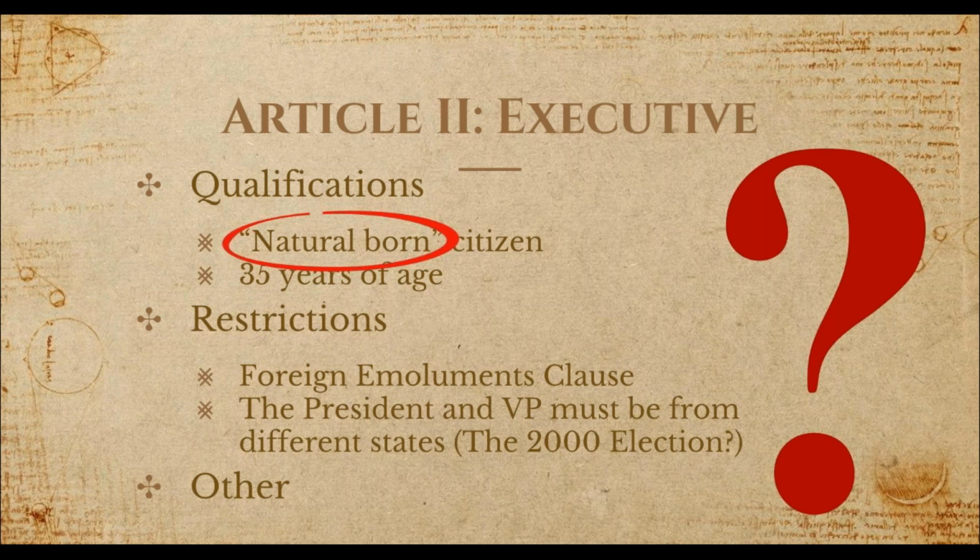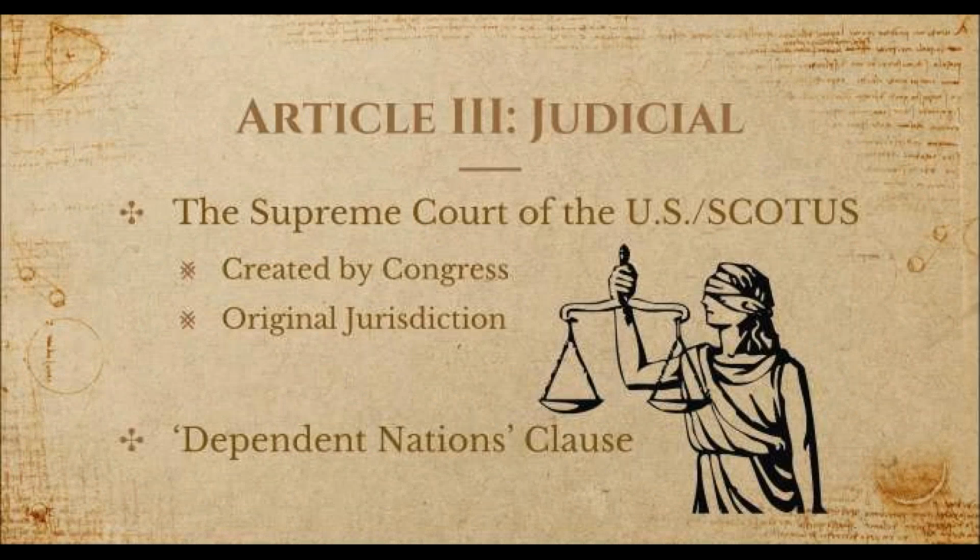And now the first bullet point, the foreign emoluments clause, which nobody's ever read before, but because of President Trump, now all of a sudden everybody's a constitutional expert on foreign emoluments. So that's Article 2. Article 3 is the judicial branch, the judiciary.